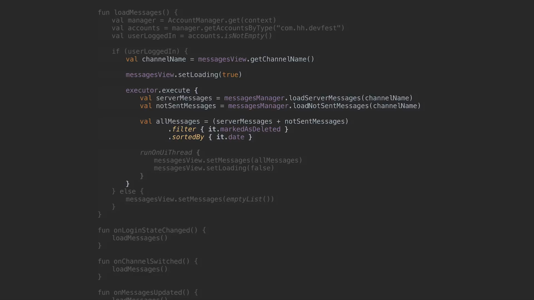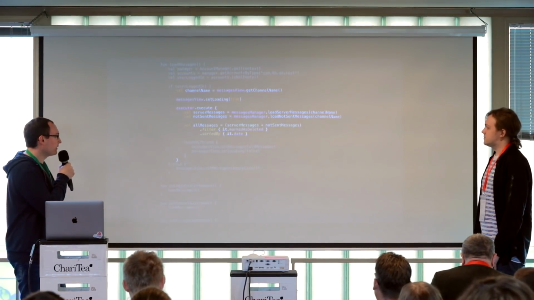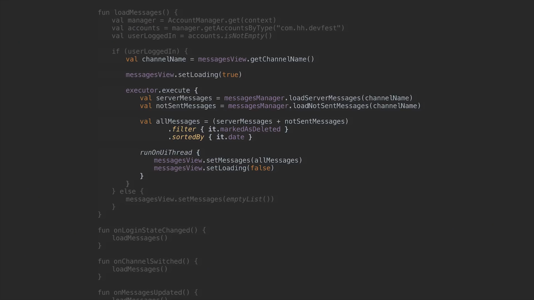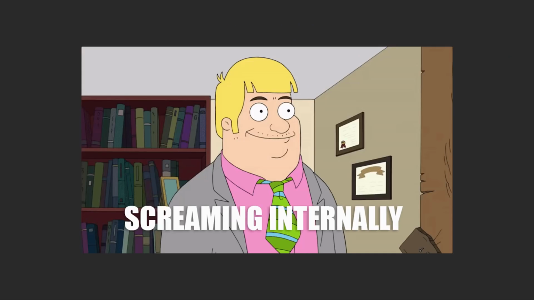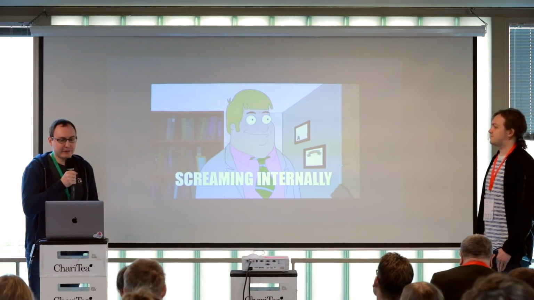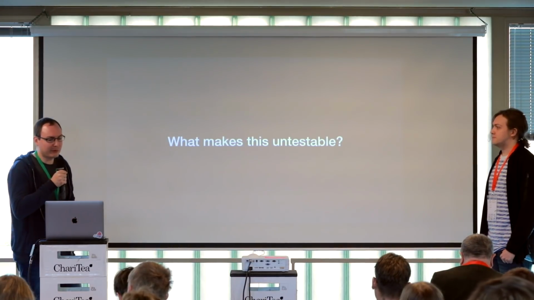And then we combine those lists together, sort them somehow, filter out stuff that is duplicated, all that kind of fun stuff. And then we can finally go back to running on the UI thread, updating our UI, stopping the loading indicator, and then we finally see something. I hope everyone is now screaming internally, because this is not how your code should look anymore, and it's definitely not testable. And now we want to go through the fun part of the presentation.